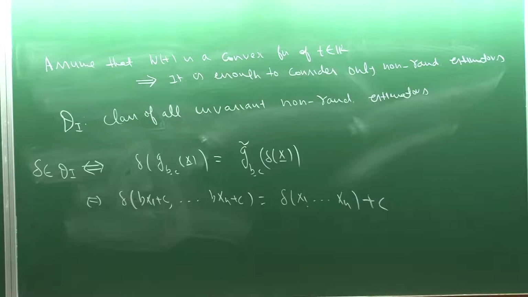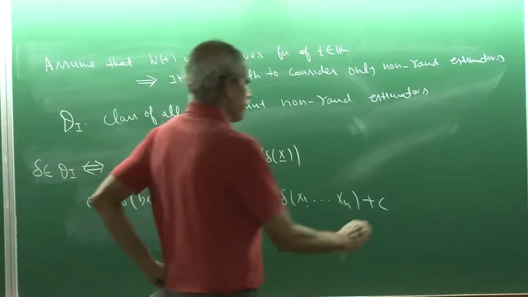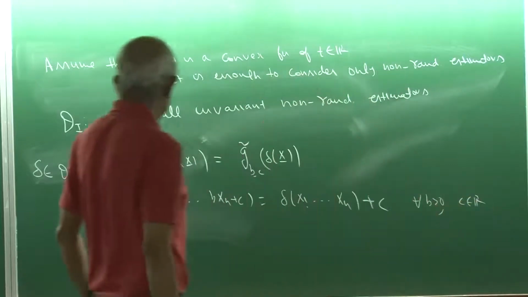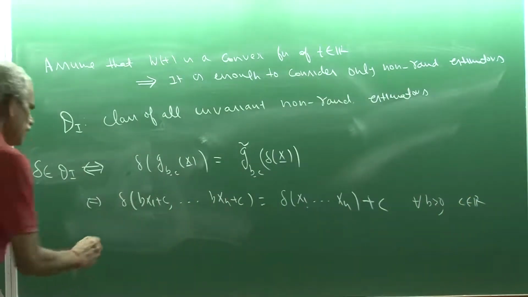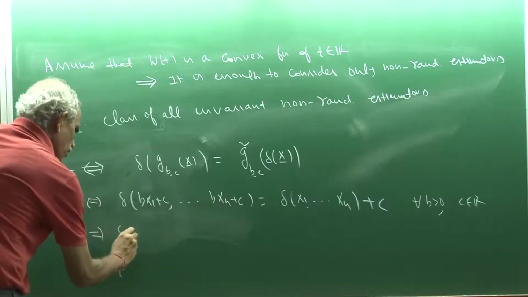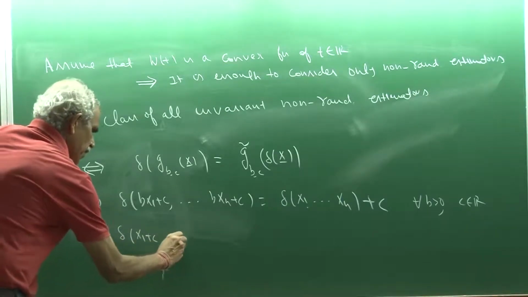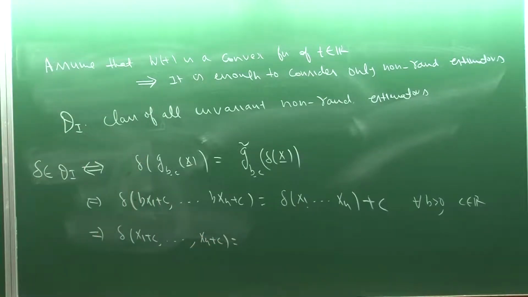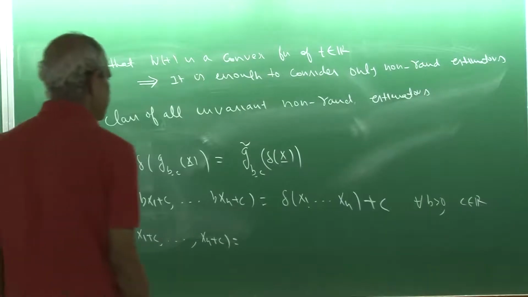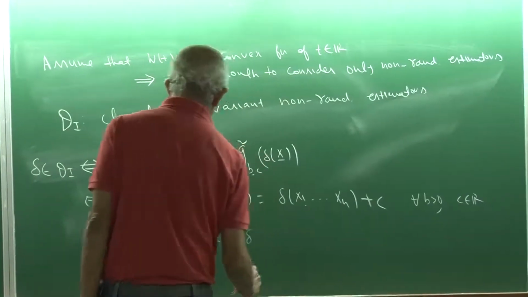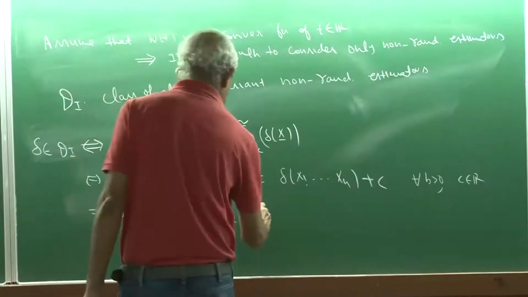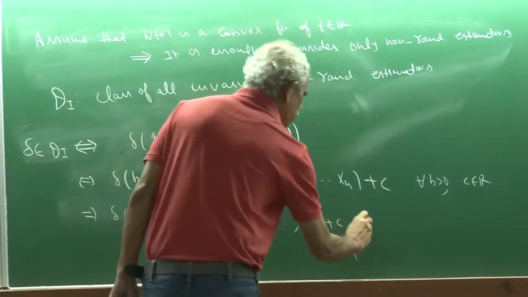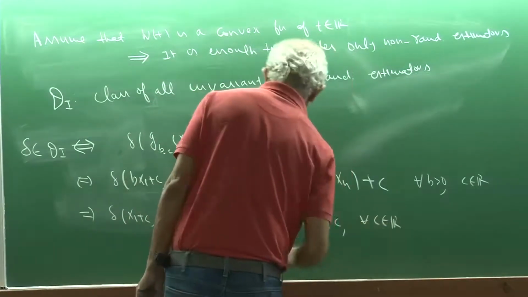So for every B positive and C belonging to R, first I take B to be 1. This implies that delta of x1 plus C, ..., xn plus C is same as delta of x1, x2, ..., xn plus C for every C belonging to R. All right, good.